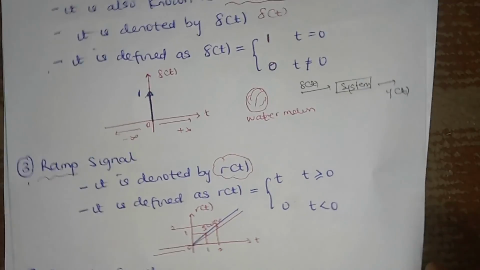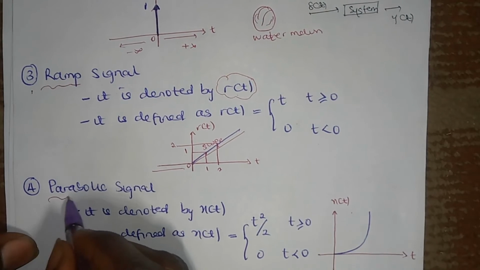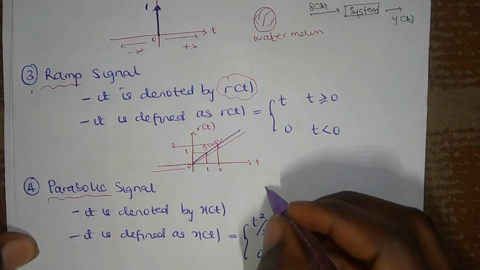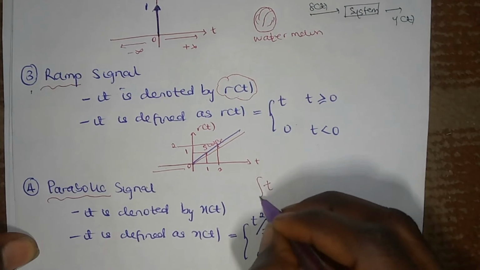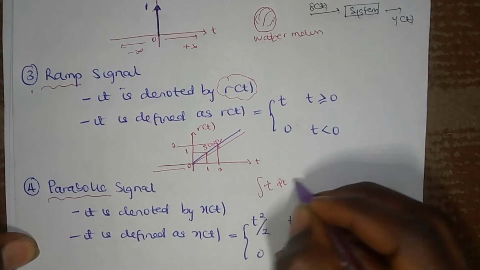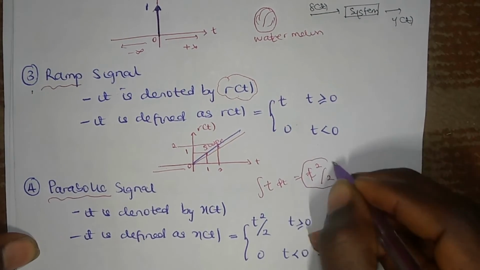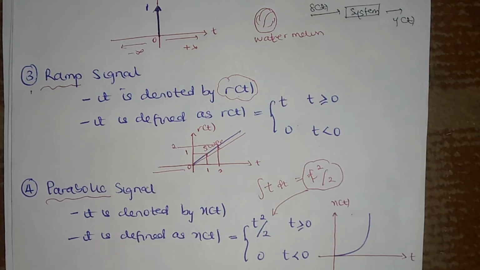Let's look at the next signal, which is the parabolic signal. The parabolic signal is quite the same as the ramp signal. The only difference is that the ramp signal's value is t for t greater than or equal to 0. If you integrate this ramp signal, t, you are going to get t squared over 2, which is the parabolic signal. That is why there is a relationship between these signals, and in an upcoming video, I'm going to discuss the relationship between the signals.